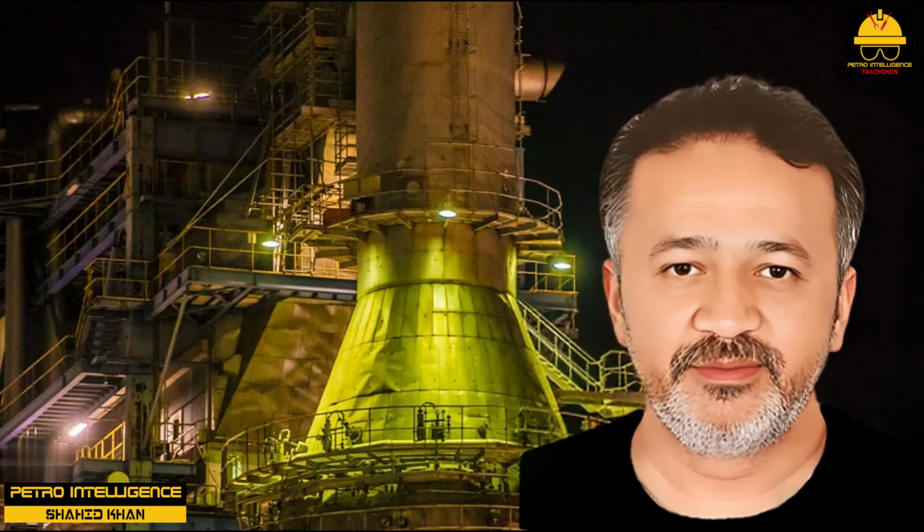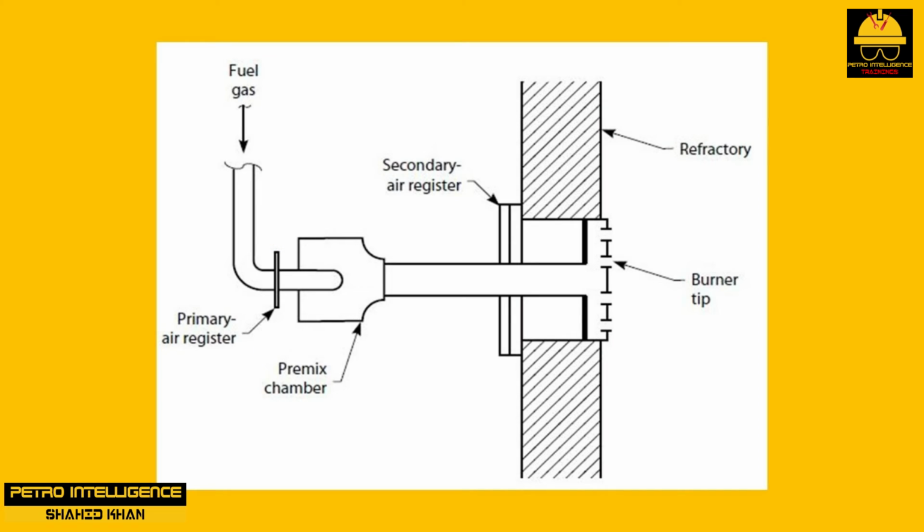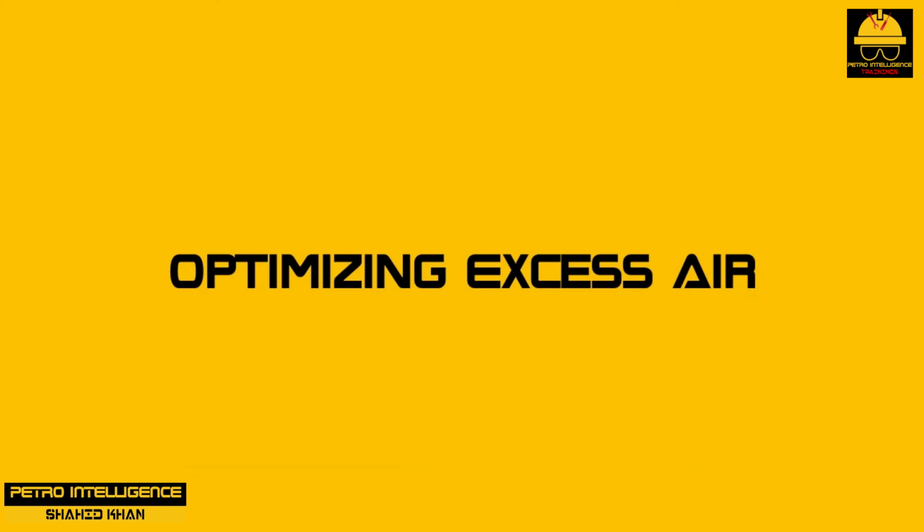Some burners are fitted with primary and secondary air registers, as is the premix burner shown in the picture. Air entering through the primary air register mixes much more efficiently than does the air that enters through the secondary air registers. Thus, we should maximize the use of primary air, and we do this by gradually opening up the primary air register until the flame just begins to lift away from the burner tip. The remaining combustion air should be provided through the secondary air register.